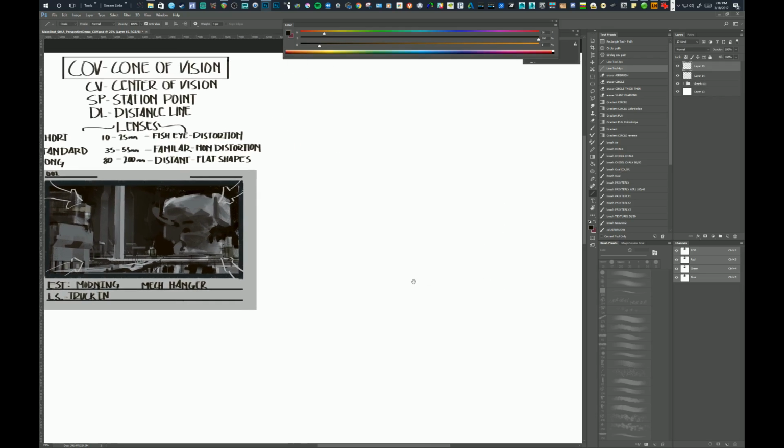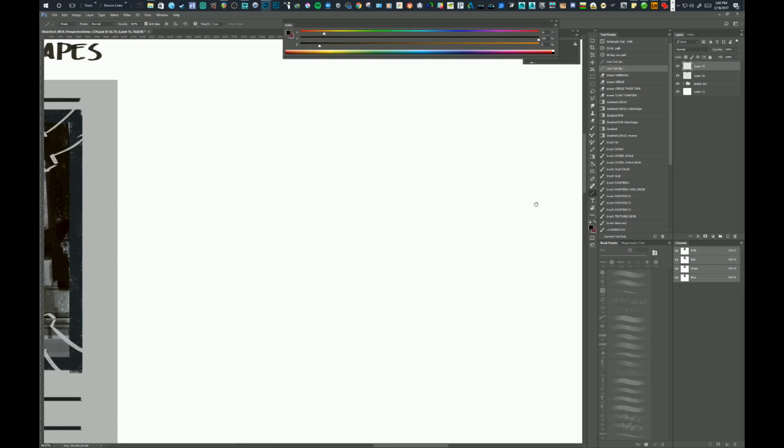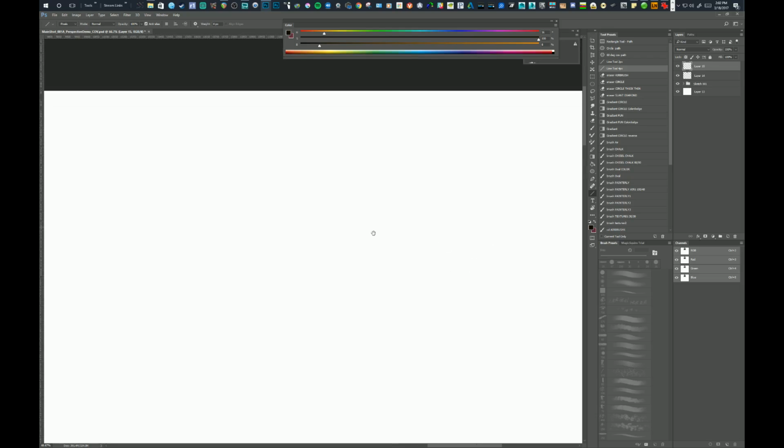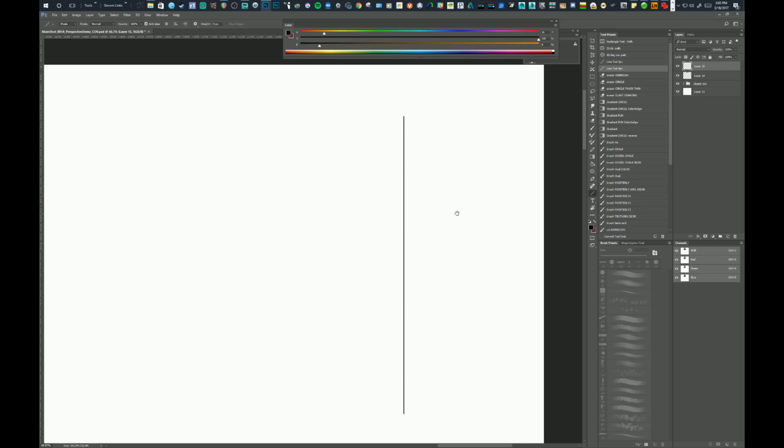All right, so I just created a new layer, and I'm going to start off with a center line because the center line is really, really important. Let's zoom in a little bit so that the thickness of the line makes more sense. So we'll start off with a center line. I'm just making it really long just for illustration purposes, we will actually cut it off when we feel like we've got the right cone of vision. Then I'm just going to make an extra long horizon line.